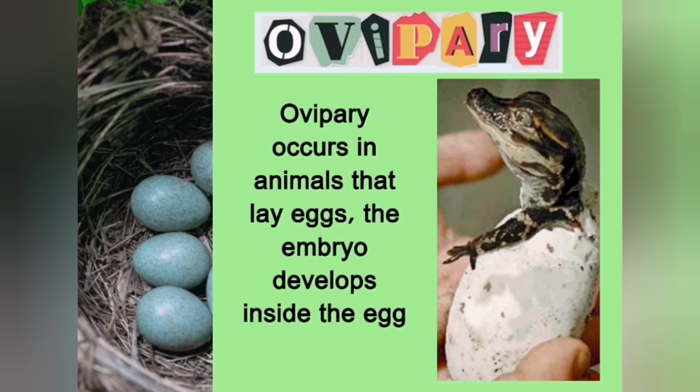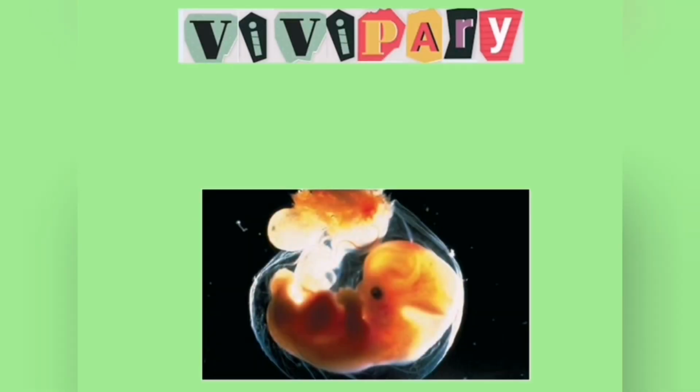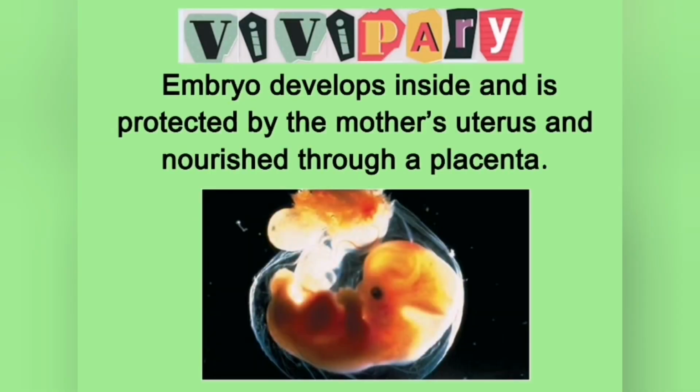Frogs have eggs that have a leather-like structure. So both of these, well, eggs is okay because the baby's protected, but vivipary, on the other hand, when the embryo develops inside and is protected by the mother's uterus and nourished through the placenta, is a much better strategy to have. Because the baby is protected at all times, it doesn't have that threat like an ovipary, like an egg that can be eaten by a predator or that can fall out of a nest. So vivipary is a better plan.